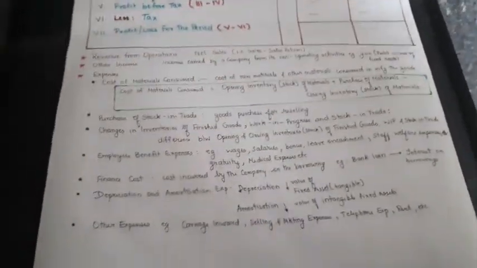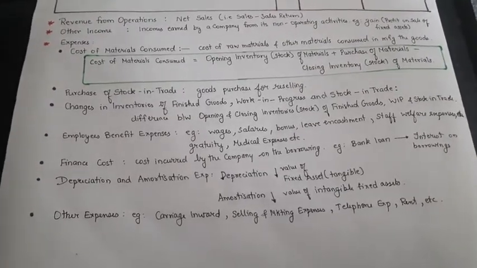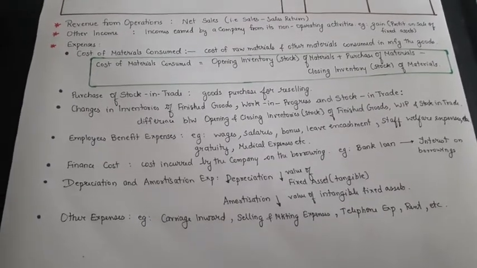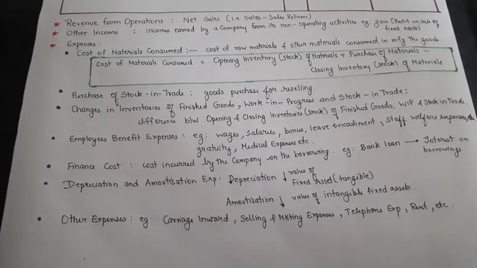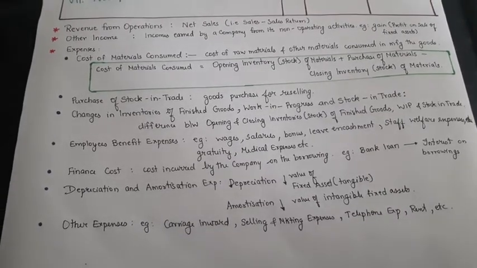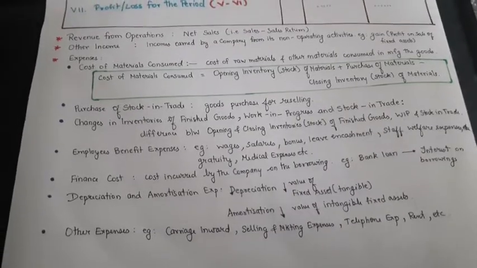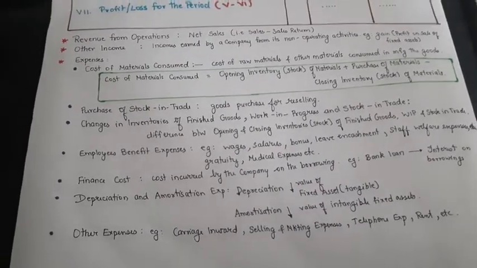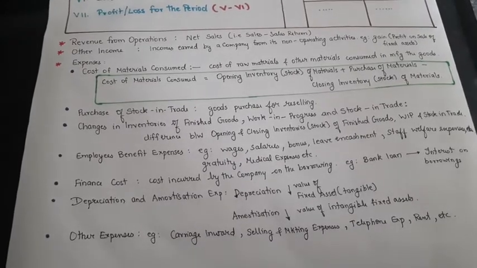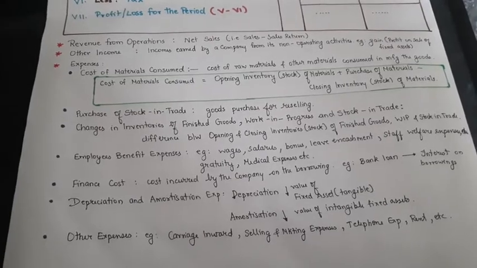Moving further, a small detailed explanation is given about the items of statement of profit and loss. Revenue from operation, which is also known as net sales, is the income generated from the operating activity of a company. Second item, which is other income, is the income which is earned by the company from a non-operating activity. For example, profit on sale of fixed asset.